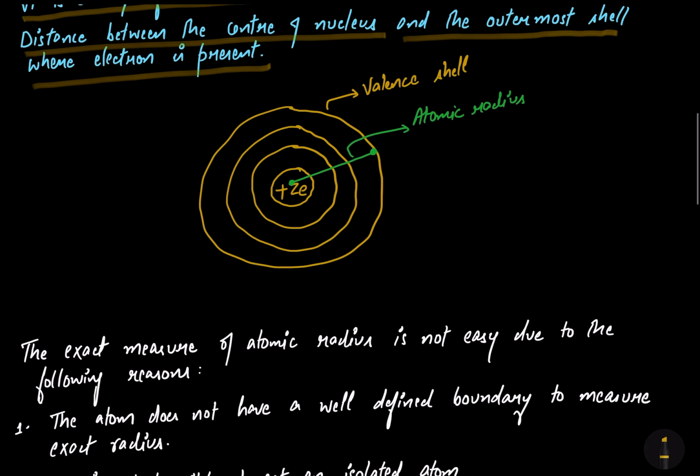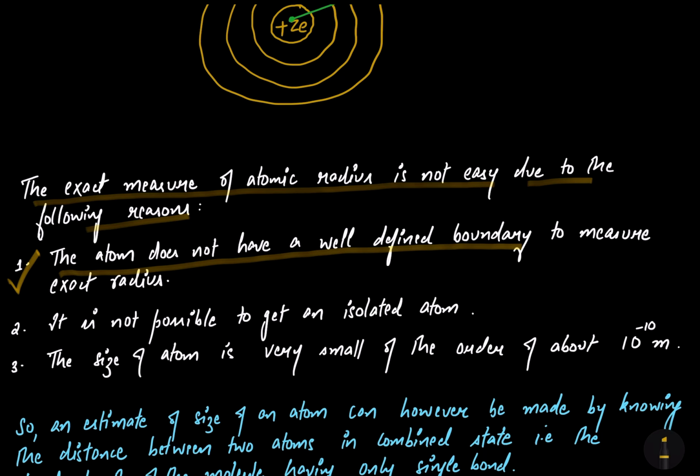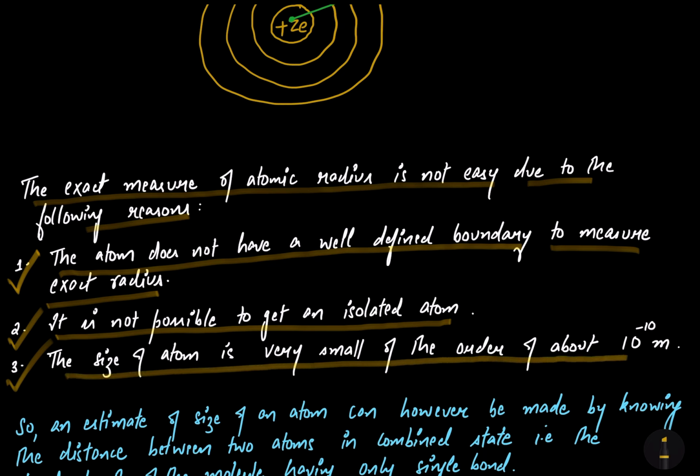Now, next points. The exact measure of atomic radius is not easy due to the following reasons. The very first reason, the atom does not have a well-defined boundary, due to which measure of the exact radius is not possible. Now the second point, it is not possible to get an isolated atom. Now the very third point, the size of an atom is very small, of the order of about 10 to the minus 10 meter. It is a very small quantity to measure. So these are the 3 points due to which the exact atomic radius is not specified.